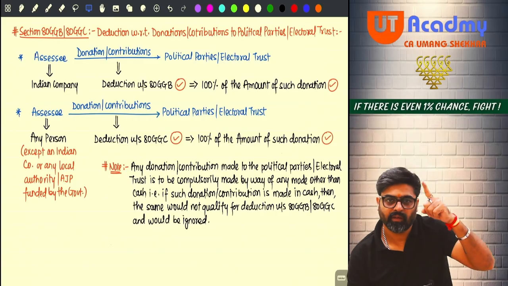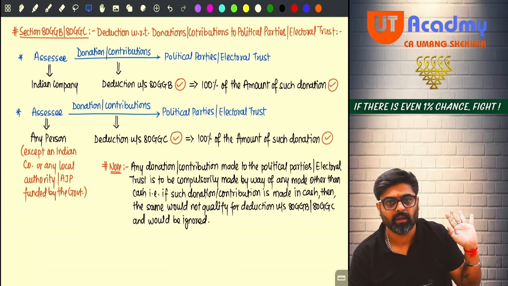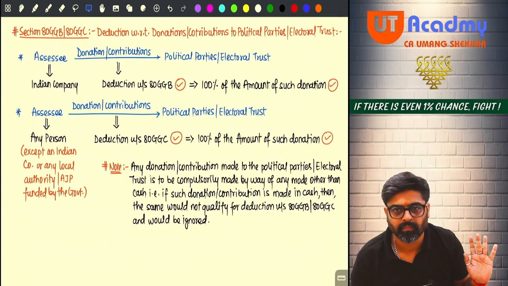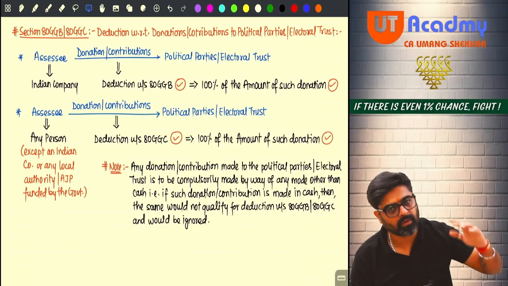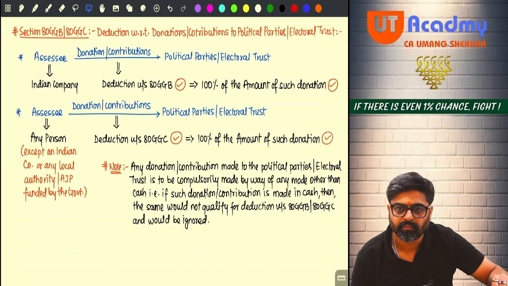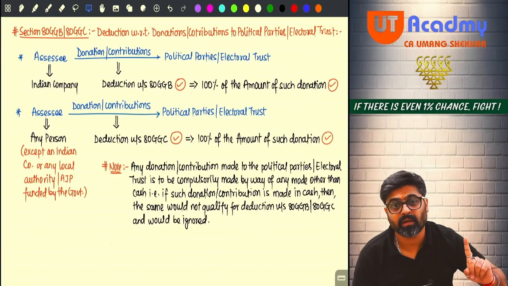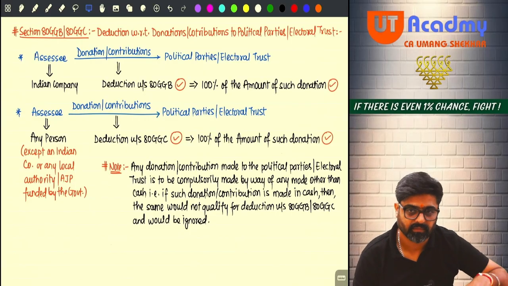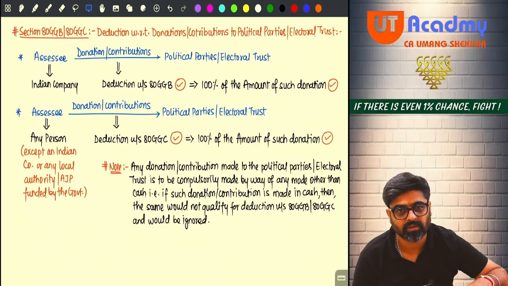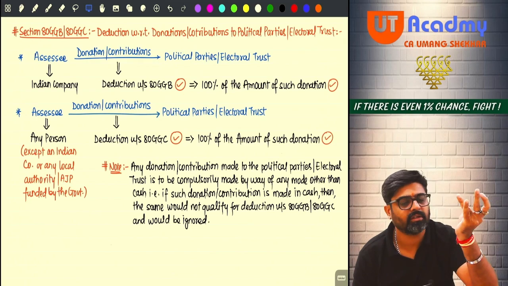The law says, if any local authority or AJP which is funded by the government, either fully or partly, makes this political contribution or donation, we are not going to give any deduction to them. Any person other than them, or an Indian company, making such a donation will qualify for 80GGC. That's it. The entire amount donated will be allowed as a deduction, but make sure that the entire amount is paid by way of any mode other than cash. Will you remember all these deductions? 80G is done, 80GG done, 80GGA done, 80GGB, 80GGC. Five sections we have done.